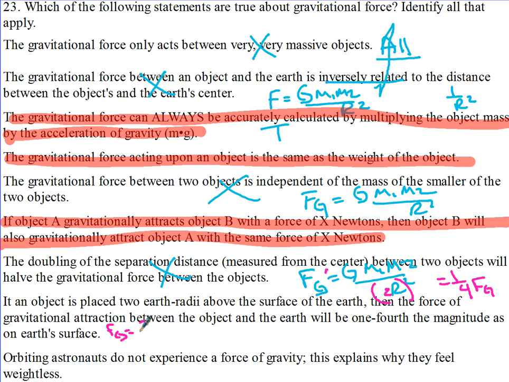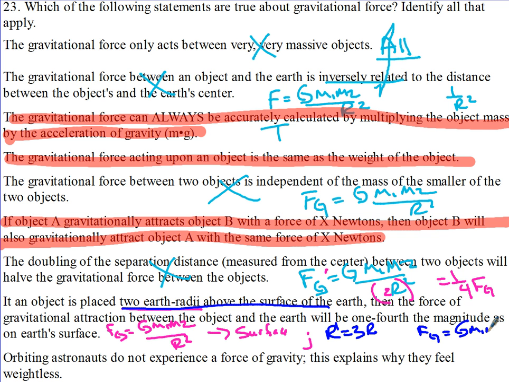Fg is G m1 m2 divided by r squared. So let's look at this. At the surface, that's true. When we're 2 Earth radii above the surface, so above the surface, we're talking about r being 3. The new radius is 3r. So Fg is going to be G m1 m2 divided by (3r) squared, so it's going to be 1/9. Now this is an excellent multiple choice question. Be careful with it.